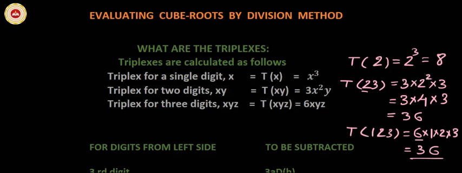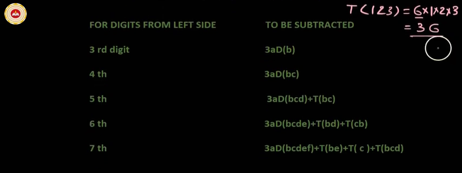Now what to subtract exactly? See, what to subtract to get the third digit of what? Third digit of the cube root.